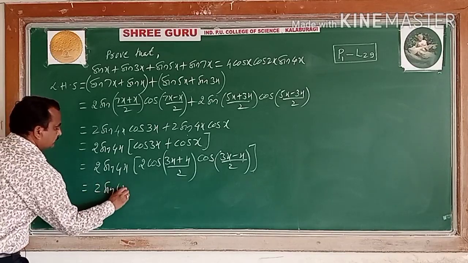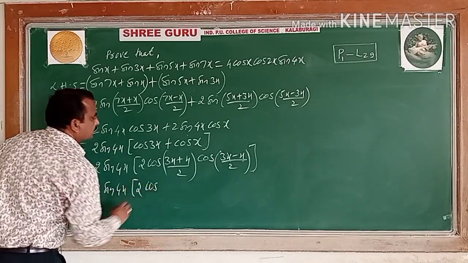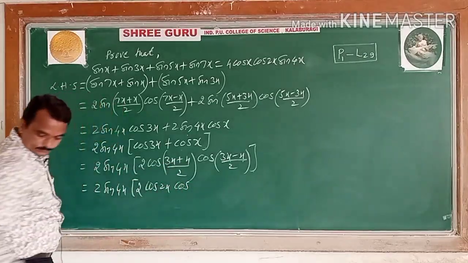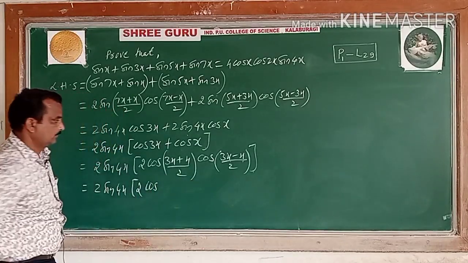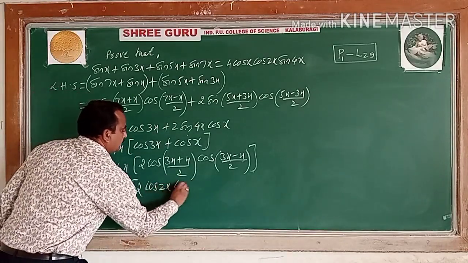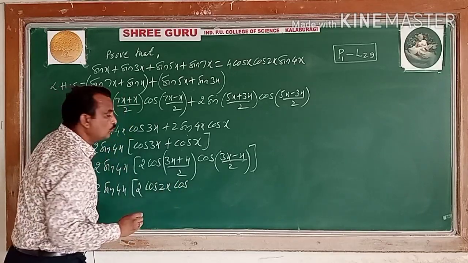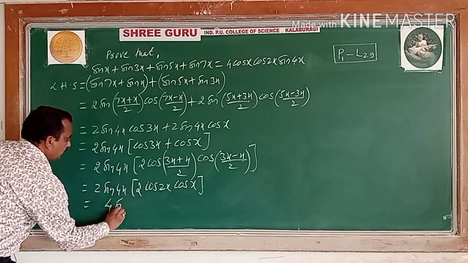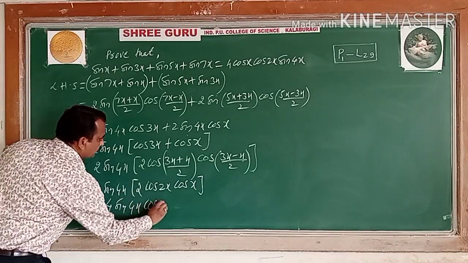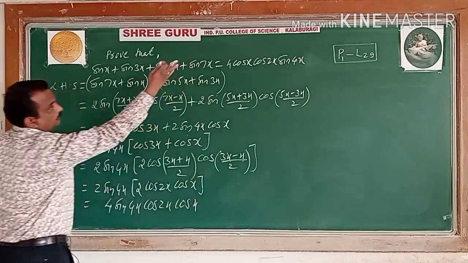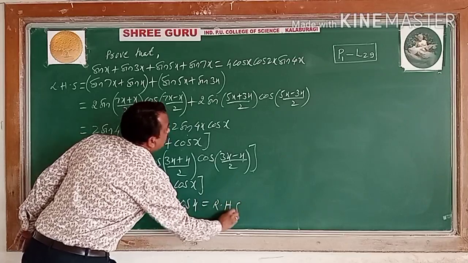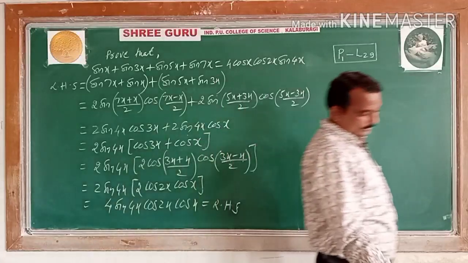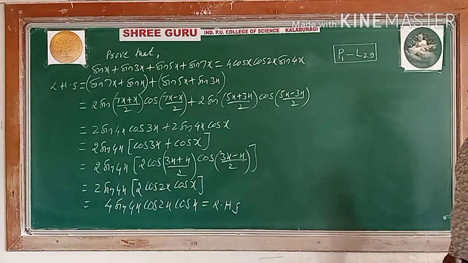2 sin 4x, 2 cos of (3x plus x) by 2, that is 4x by 2, 2x, into cos of (3x minus x) by 2, 2x by 2, x. So this is 2 into 2, 4 sin 4x cos 2x into cos x. See your RHS, it is given as a product of cos x, cos 2x and sin 4x, so 4 remains as it is. This is your RHS here.